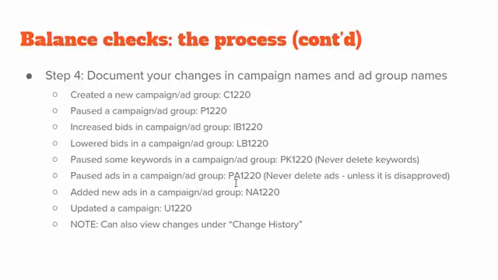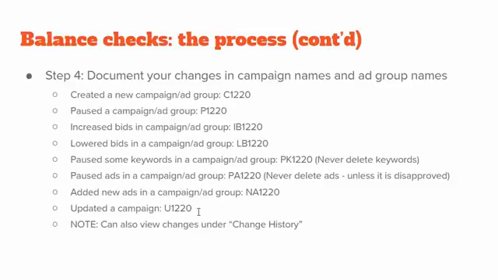Now, pause ads, I use PA. And again, never ever delete ads, because we want to have a record of all those low performing ads, so we can learn from them in the future and not make the same mistakes twice. Of course, there's an exception. If an ad is disapproved by Bing Ads, we need to delete it from our account. New ads, I use NA to represent that. If you have updated a campaign, you can use U to represent that.